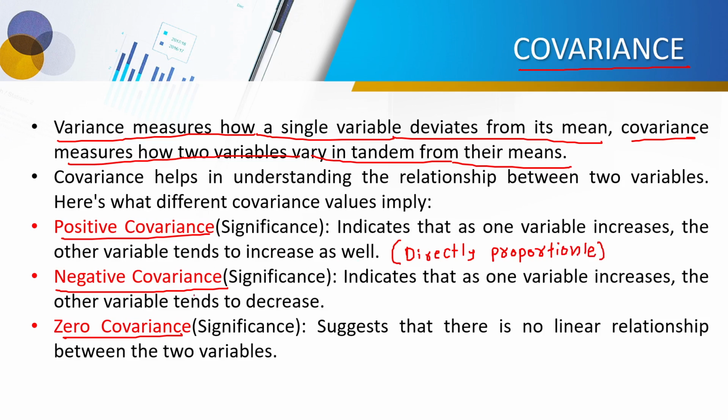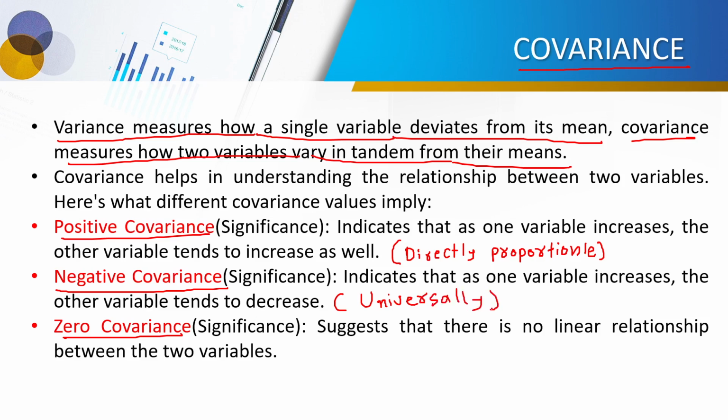Now negative covariance is exactly the reverse of that. It indicates that if one variable increases, the other variable decreases. What do we call this? Indirectly proportional, or you can say reverse proportion. Okay. Currently I am unable to recall the term. Directly proportional means one increases and the other increases, and here if one increases, the other decreases. I think the word is inversely proportional.